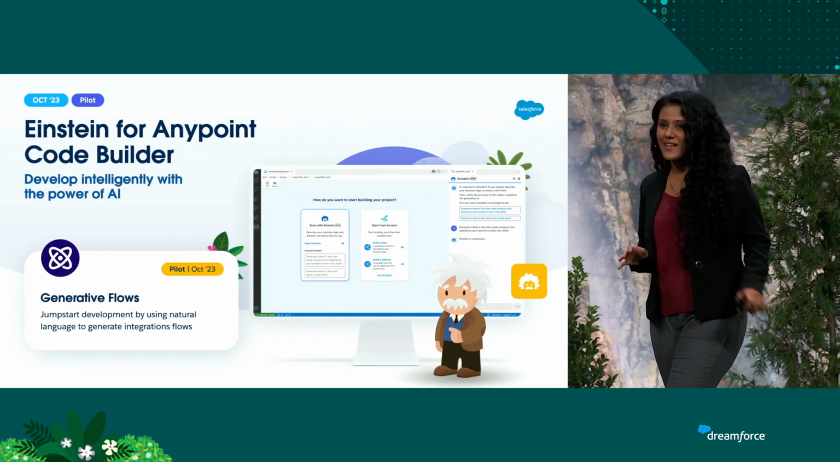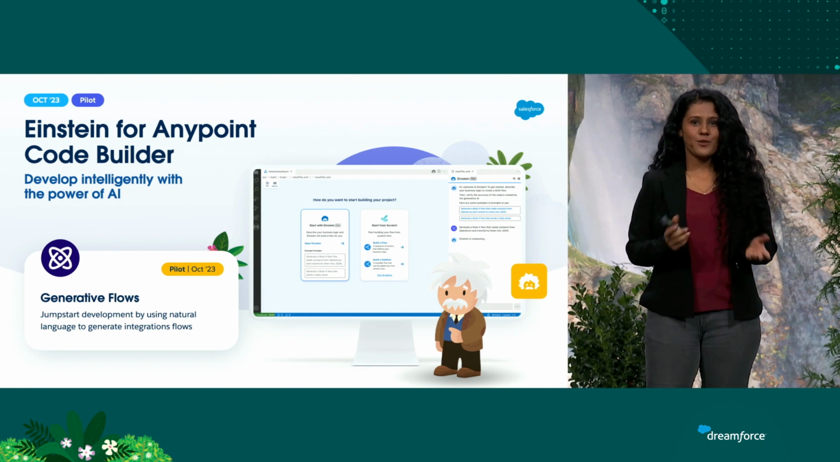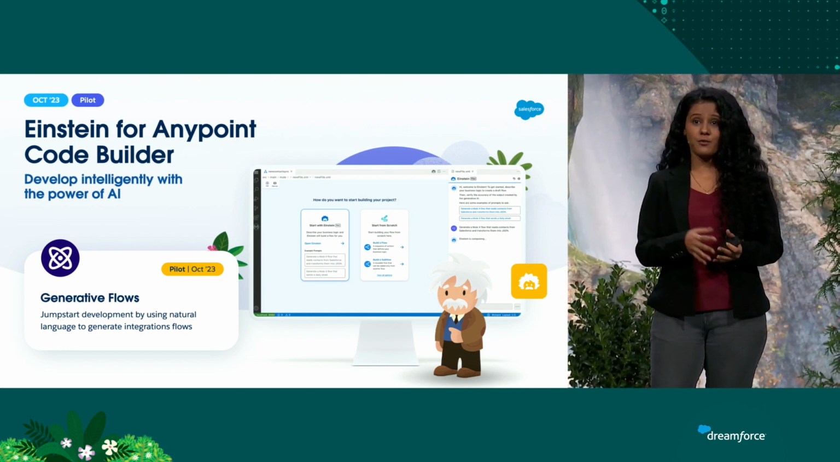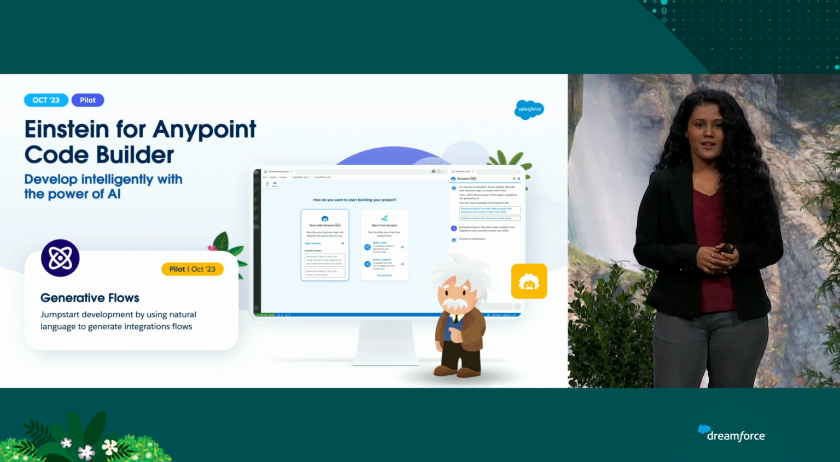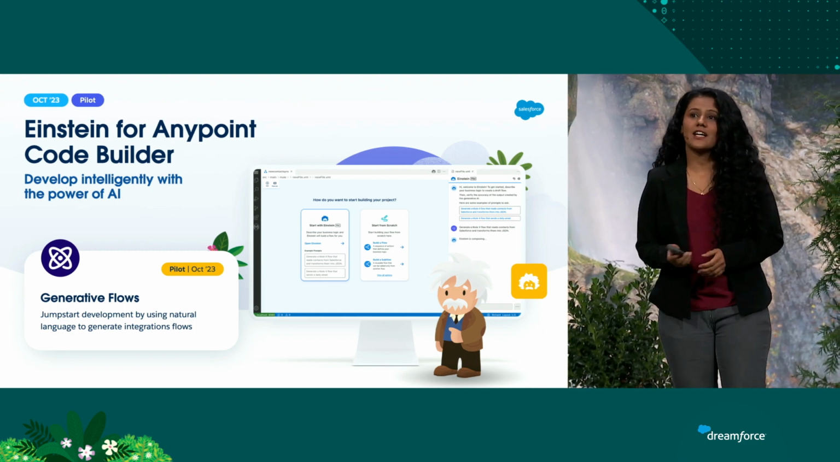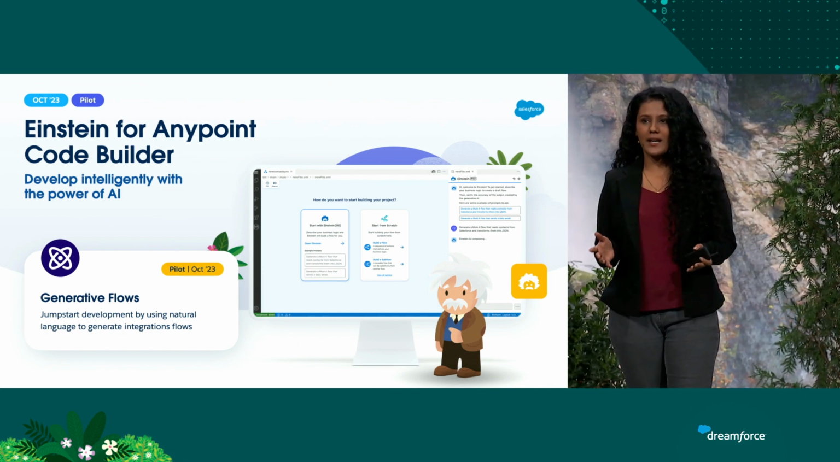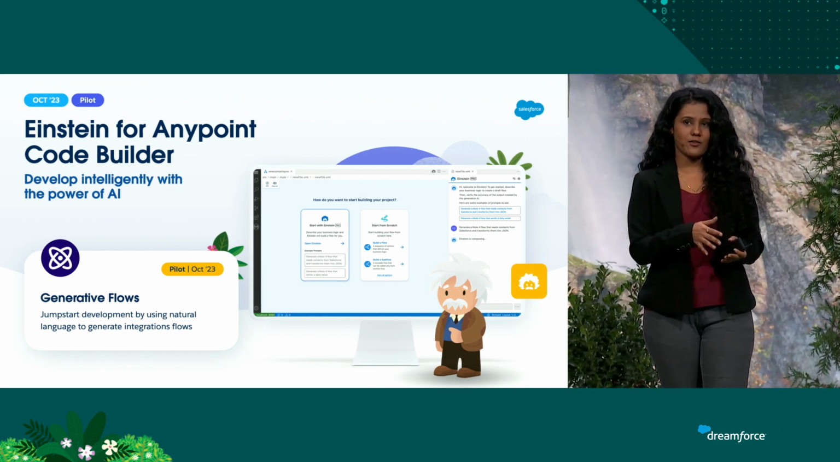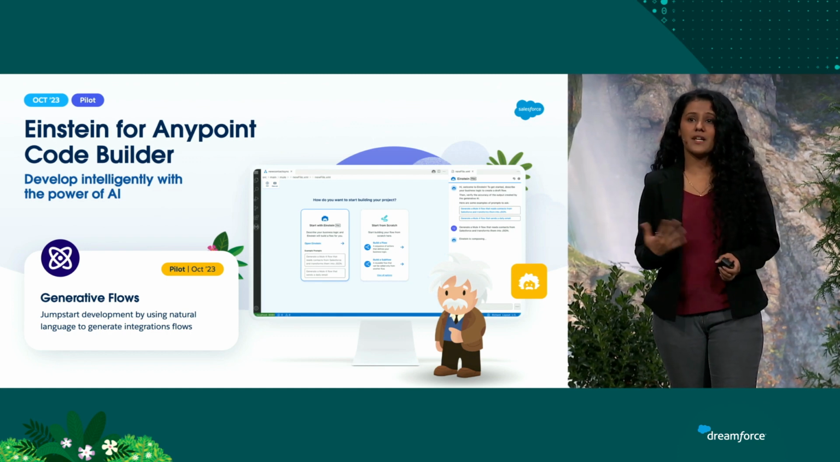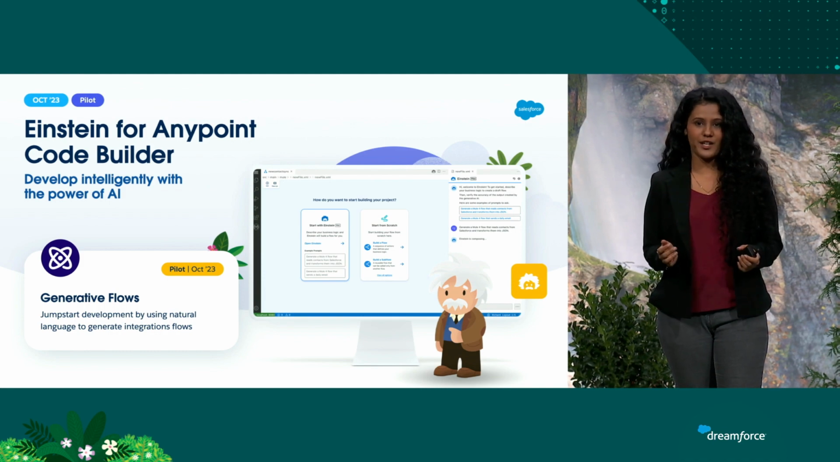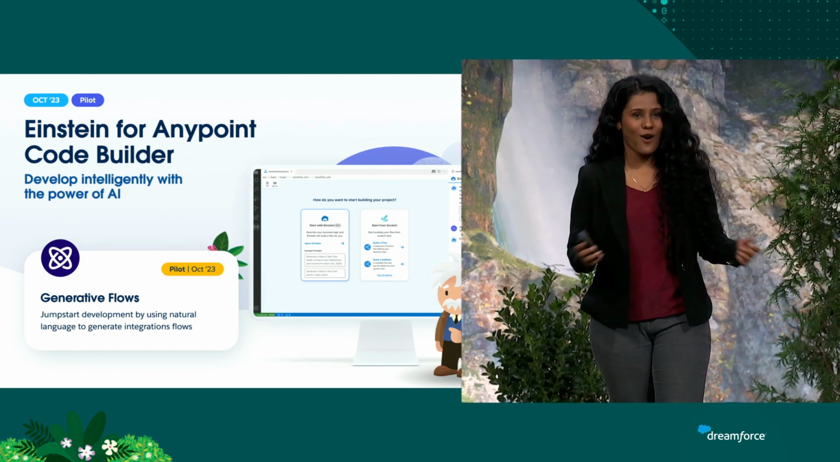So the awesomeness doesn't end here. We also have AI features coming up for you with the help of MuleSoft. On the roadmap, we have Einstein for Anypoint Code Builder with the help of generative flows. You can actually translate natural language into flow and develop your Mule applications. That is going to help you speed up your Mule applications. And that's all about Anypoint Code Builder for you all.